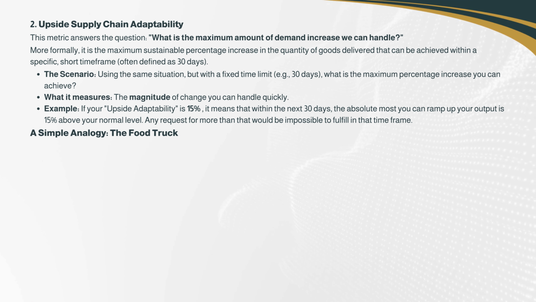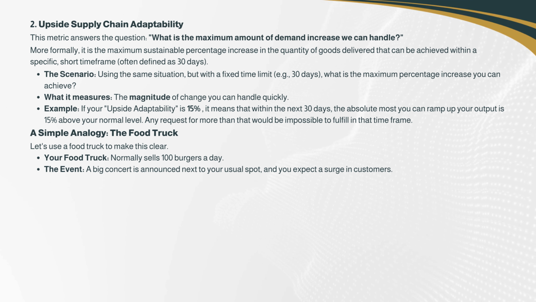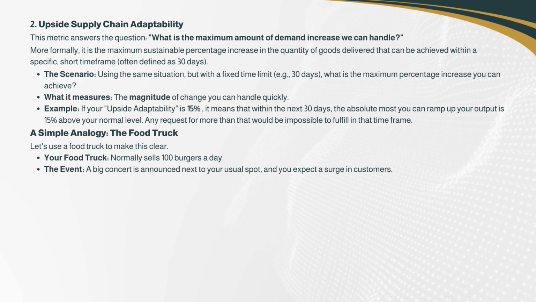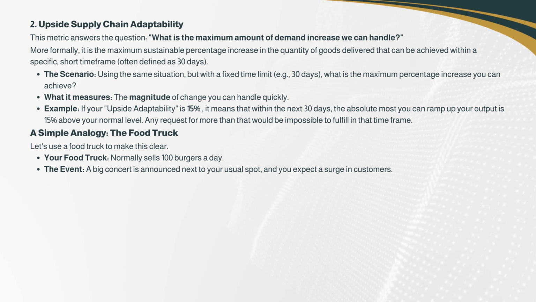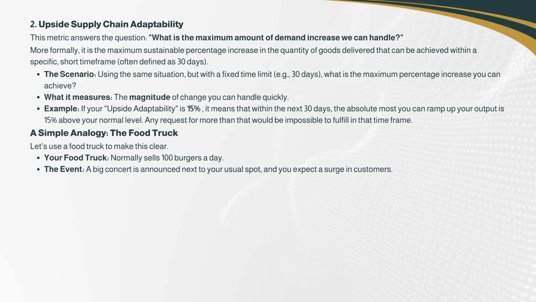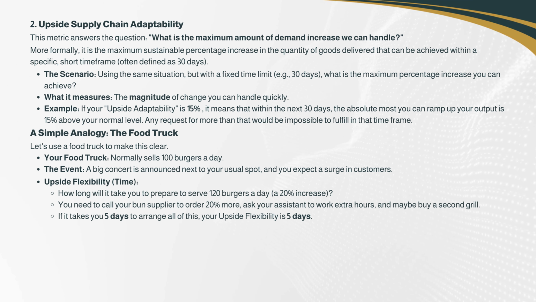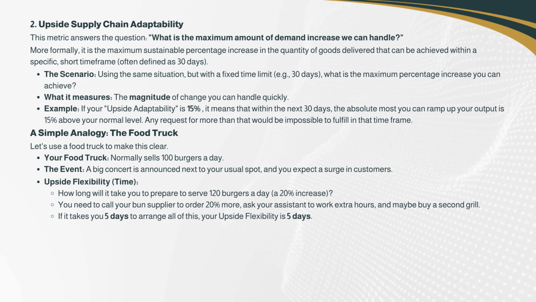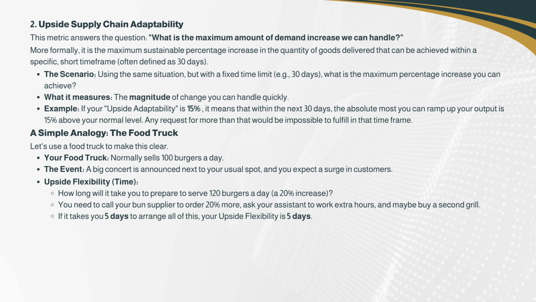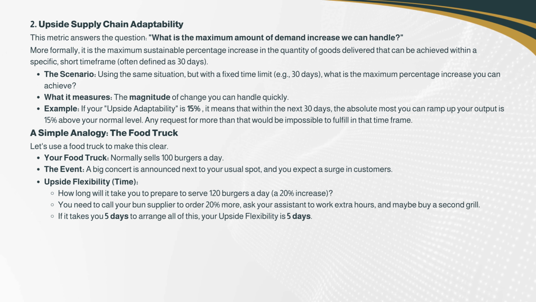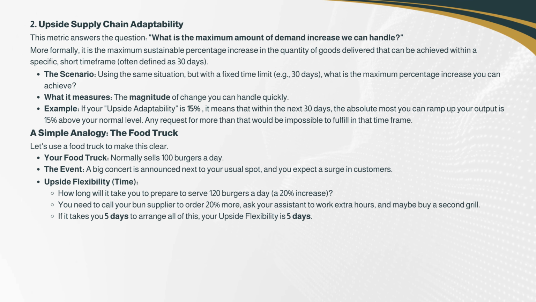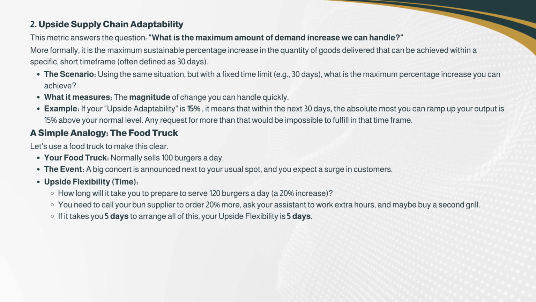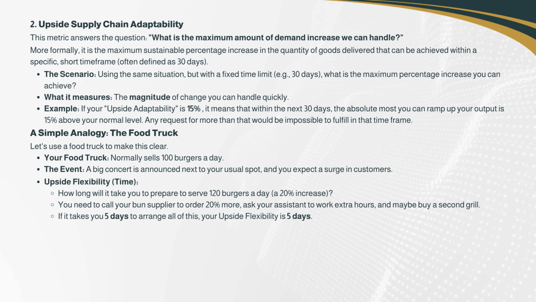A simple analogy: the food truck. Let's use a food truck to make this clear. Your food truck normally sells 100 burgers a day. The event: a big concert is announced next to your usual spot, and you expect a surge in customers. Upside flexibility, time: how long will it take you to prepare to serve 120 burgers a day, a 20% increase? You need to call your bun supplier to order 20% more, ask your assistant to work extra hours, and maybe buy a second grill. If it takes you 5 days to arrange all of this, your upside flexibility is 5 days.